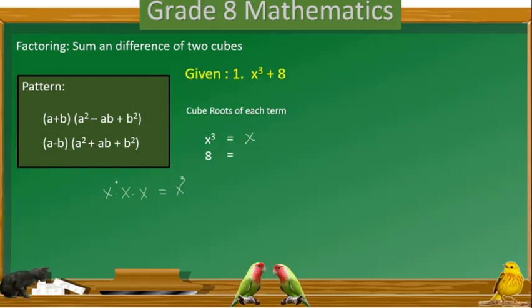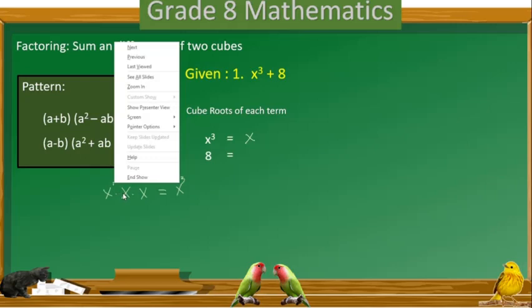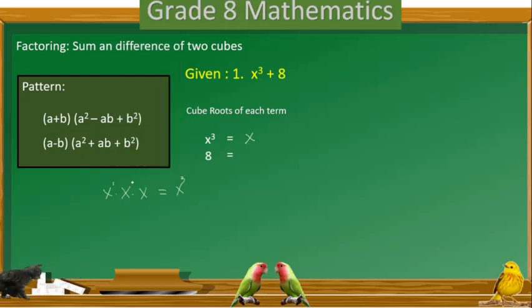As we know, a variable with no exponent is considered to have an exponent of 1. So when you multiply variables, you simply add the exponents. The cube root of 8 is 2, because when you multiply 2 three times by itself, that equals 8. So this is our A, this is our B.